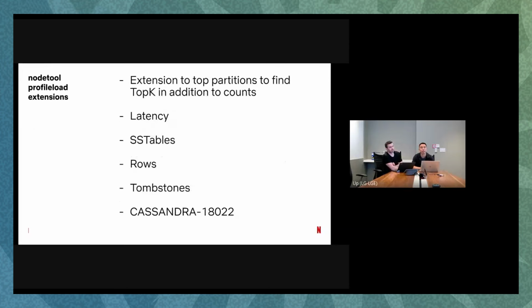The other thing we did was to extend the profileload tool in Cassandra 3.0, if you're still running it. This is called nodetool toppartitions. The idea is to look at which partitions are causing problems in real time, like we were talking about. toppartitions used to give us the top K by write counts. What we added originally in 3.0 and then forward ported to profileload in open source was to track by latency, SSTables, rows, and tombstones. You can find this work in Cassandra 18022. And these additional fields added to profileload will be included in the next trunk release of Cassandra.